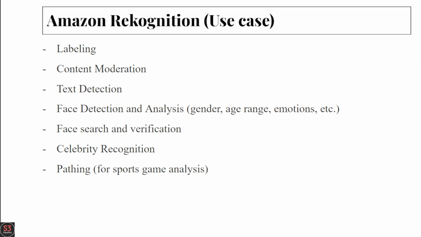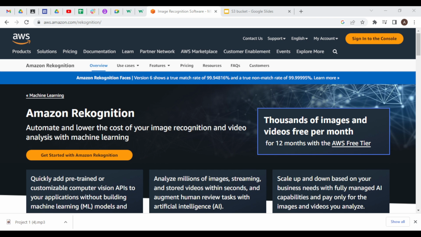Now let's see the use cases of the recognition service. The use cases are: take an image and do labeling on images and videos. Then you can do content moderation on your image. You can also do text detection. Face detection and analysis can also be done. For example, we can find the gender, the age range and the emotions associated with the faces in the image. We can also do face search and verification. Celebrity face recognition can also be done. And last but not least, pathing can also be done using this service. Pathing means, for example, you are doing sports game analysis of a video. That's a very high level of analysis. Remember that recognition is about images and videos.